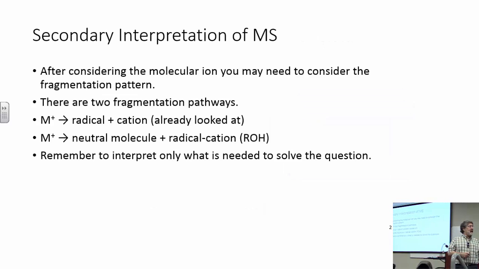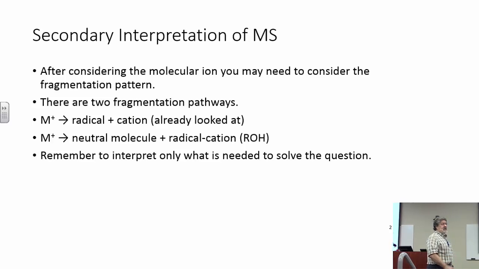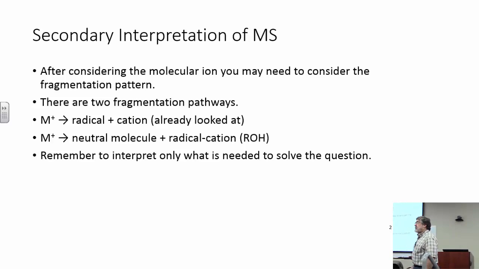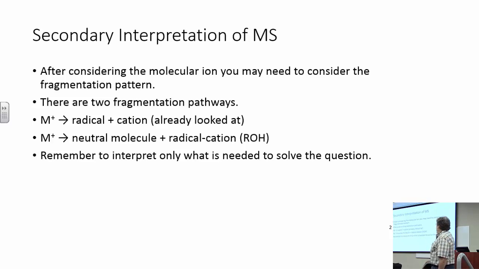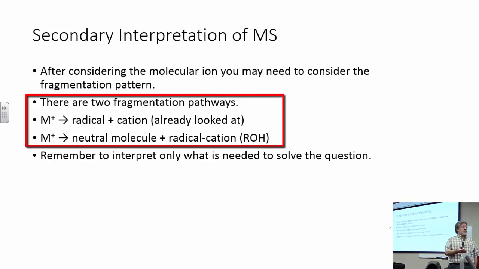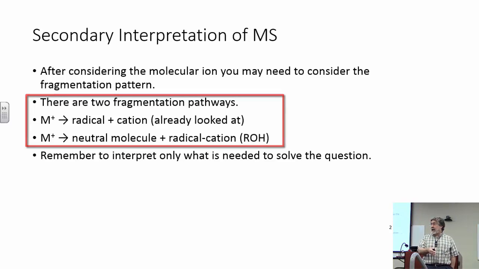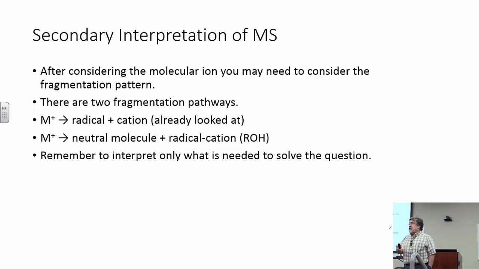Digging deeper with mass spec means looking at the fragmentation pattern and asking yourself, what's likely going on? So there are 2 common fragmentation patterns that happen. Actually, there are only 2 that you need to be concerned about. 2 ways you can break down. I already showed you the one. That's where your radical cation fragments into 2, one part being the radical, the other part taking the cation.